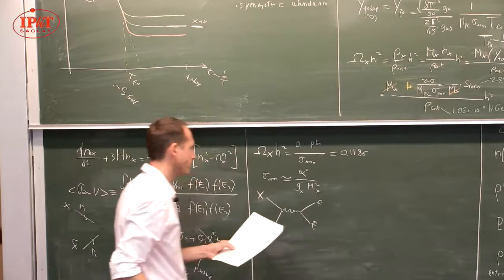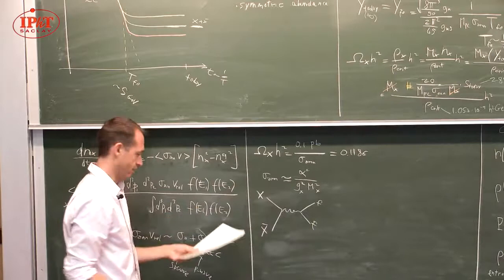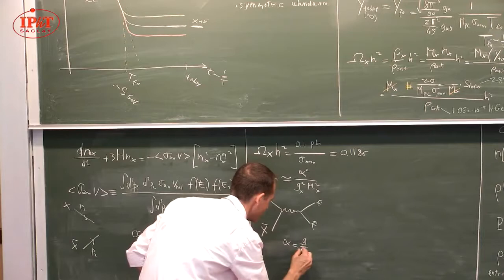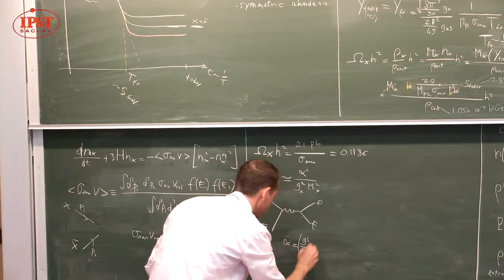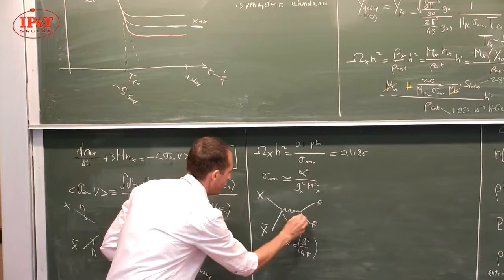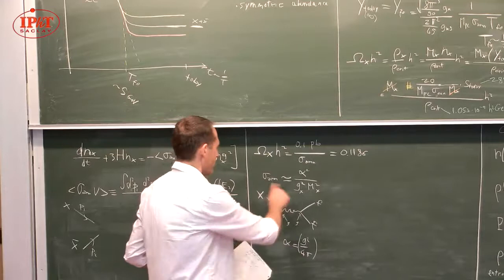I have two vertices here, so you expect alpha to the power 2. Alpha is just the coupling constant, like the hyperfine constant, g squared divided by 4 pi, typically. In each of these vertices you have a g, so you would expect that in the amplitude you have g squared, and so in the cross section you have g to the 4, or alpha squared. So this is a rough dimensional estimate of what this cross section would be.